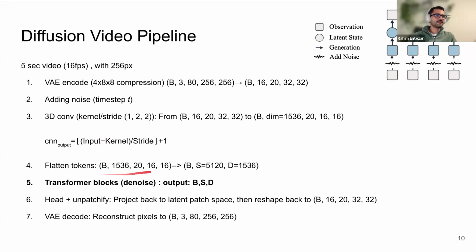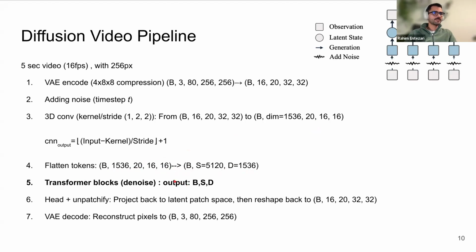We just need to flatten the tokens because transformers like these flattened tokens. So you have the dimension, which is 1536. That's the dimension of 3D conv. That's pre-assigned; this is a design choice. So you have 1536, 20, 16 by 16. You just flatten this. The dimension is still 1536. The multiplication of these three numbers is 5120. And now this is ready to go to the transformer block.